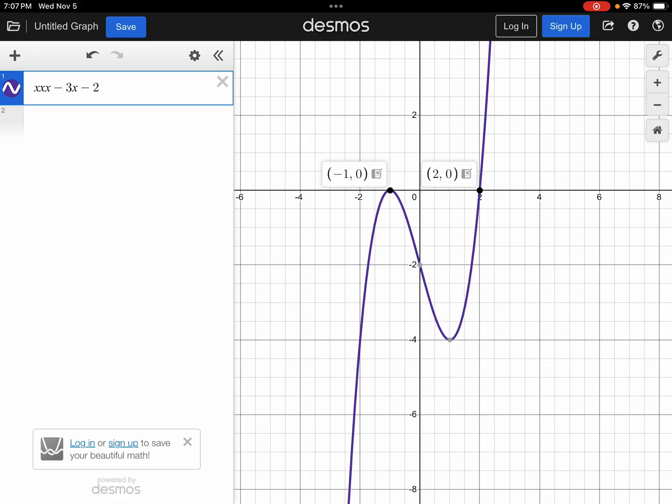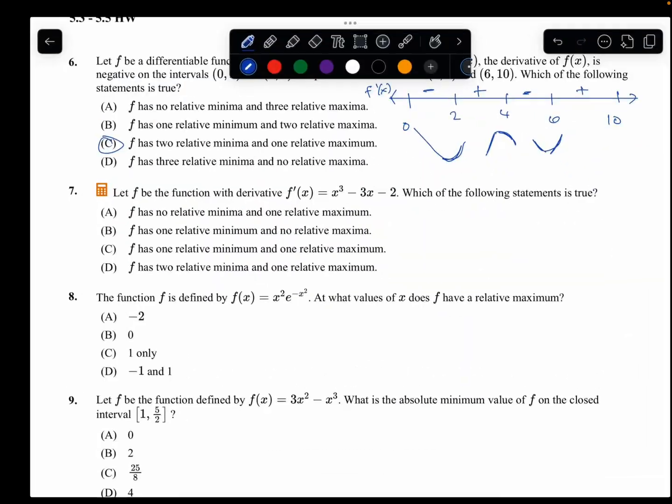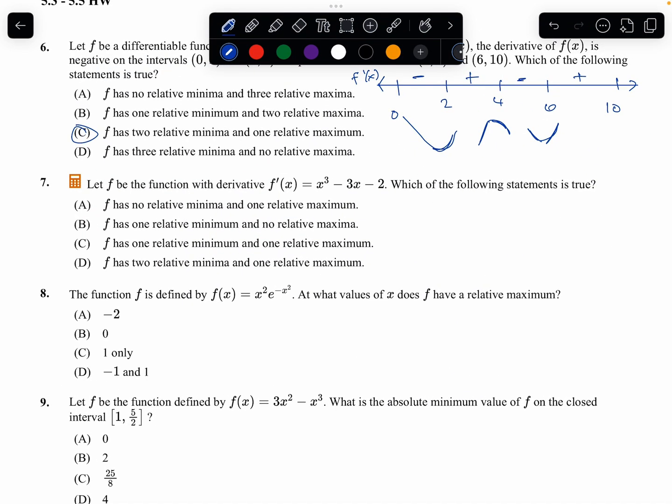So 1 minimum. It doesn't look like there's any maximum according to that right there. So f has no relative minima but 1 relative maximum. I don't think that that's true. F has 1 relative minimum and no relative maximum. I think that that's true right there. F has 1 relative minimum, 1 relative maximum, no, and then no.